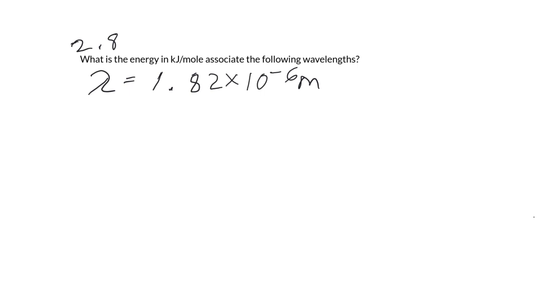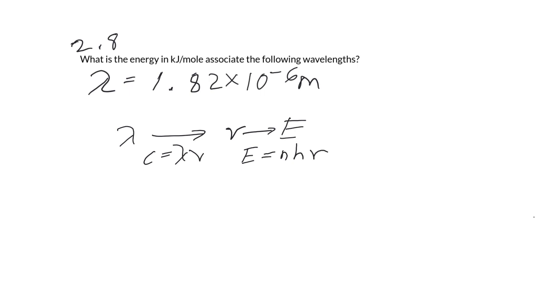So we're wanting energy, and we know to get to energy from wavelength, we go through frequency. So our first step is to use our speed of light equation, solve for our frequency, and then we use Planck's formula to solve for our energy. All right.